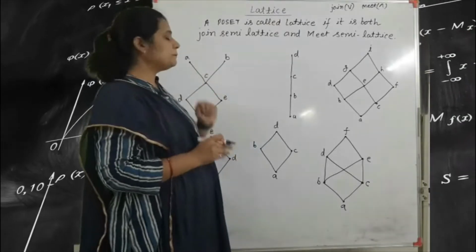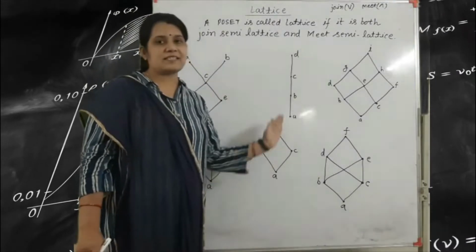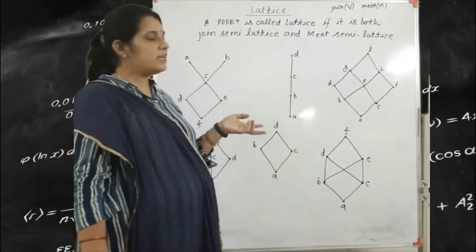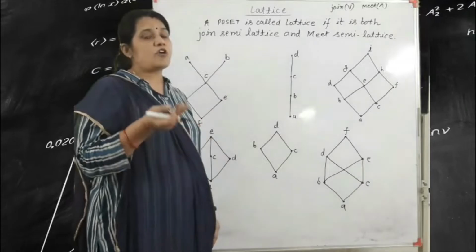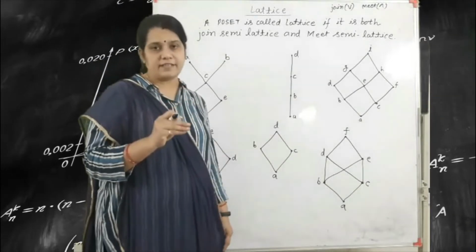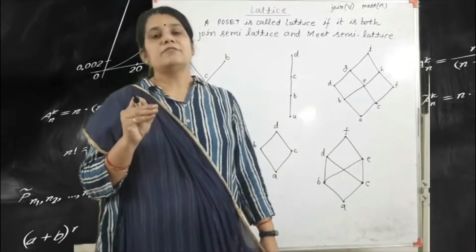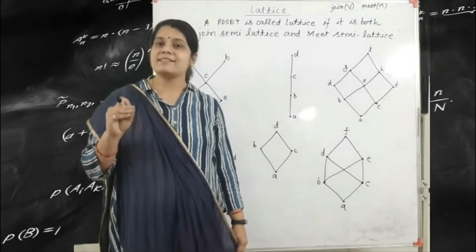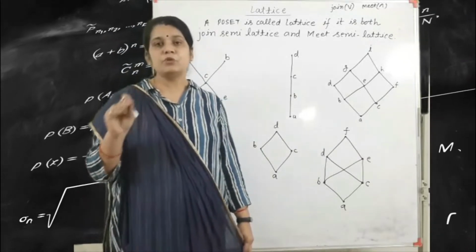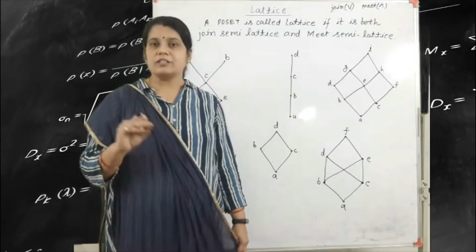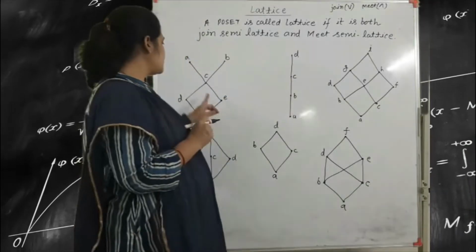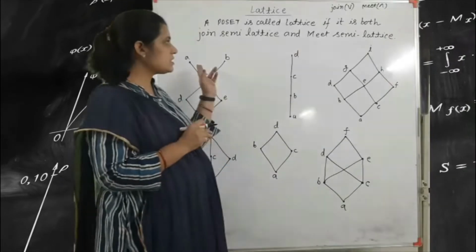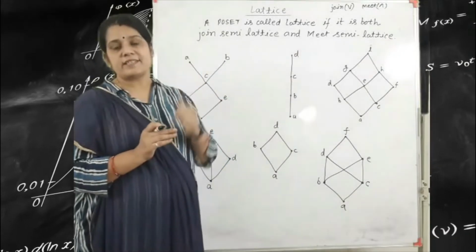This is the diagram of 6 types of diagrams, and one by one we use one diagram and check whether this is a lattice or not. That means in every diagram first we find the join and the meet. If both are present according to your diagram, then we can say that this is a lattice. So this is your first diagram. First we check the join.